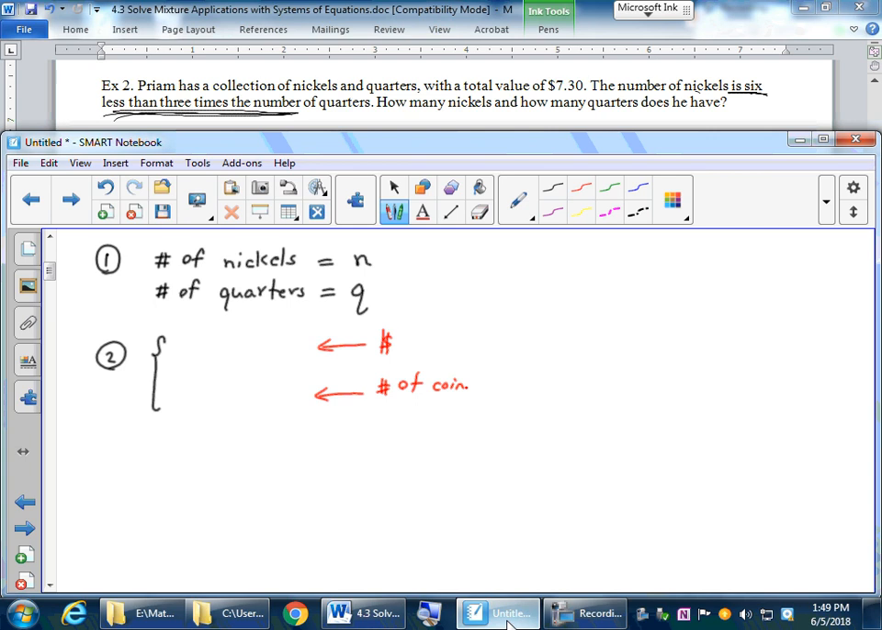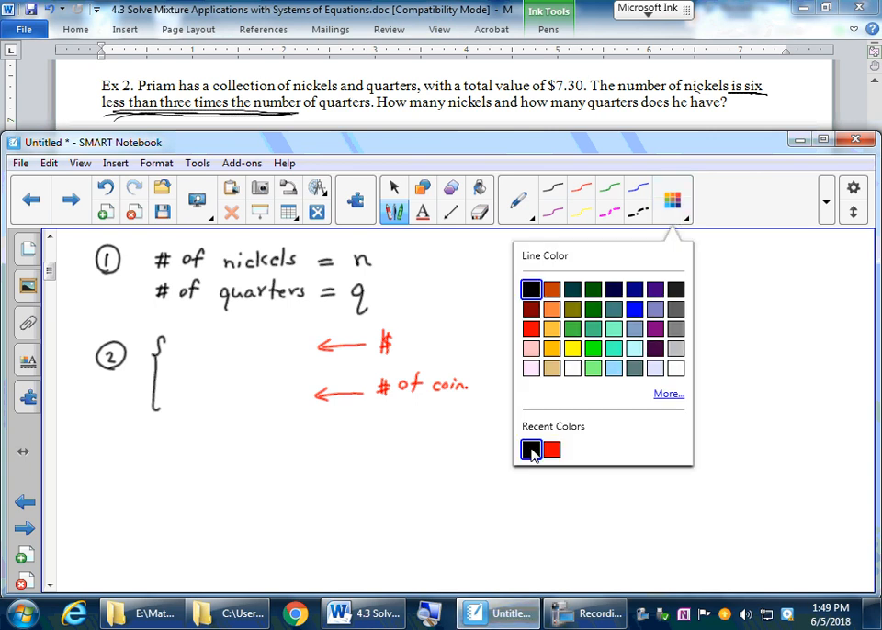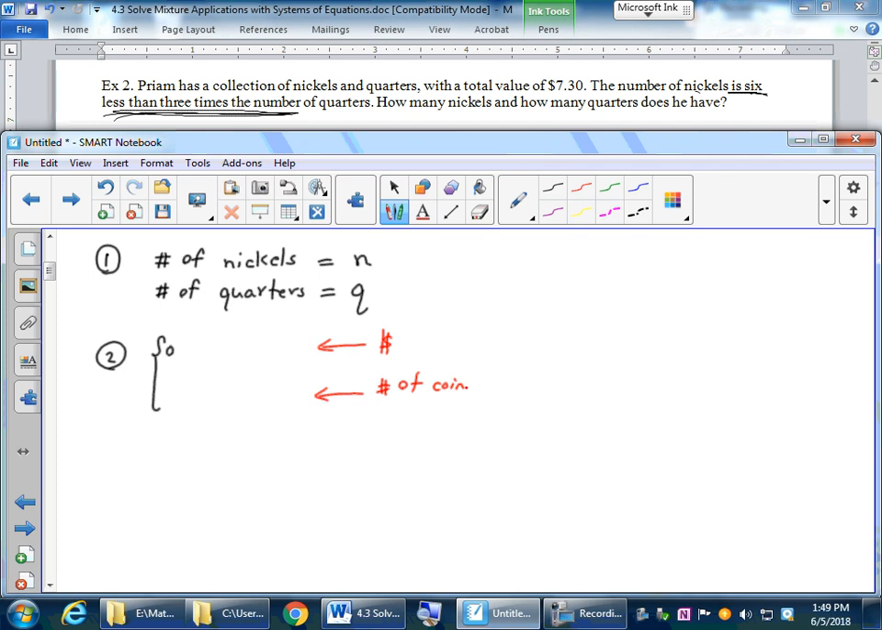So let's take a look at the first equation. $7.30. Each nickel is 5 cents, so it will be 0.05 times the number of nickels, that dollar amount, plus the quarter is 25 cents, so 0.25 times the number of quarters.